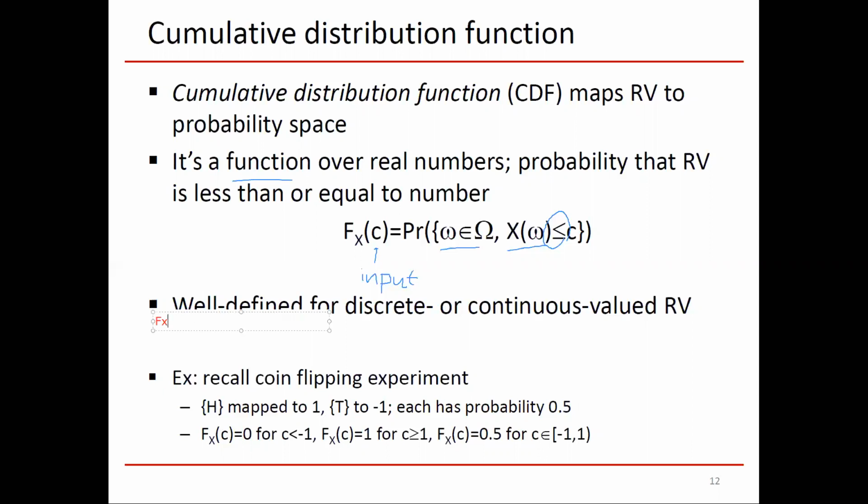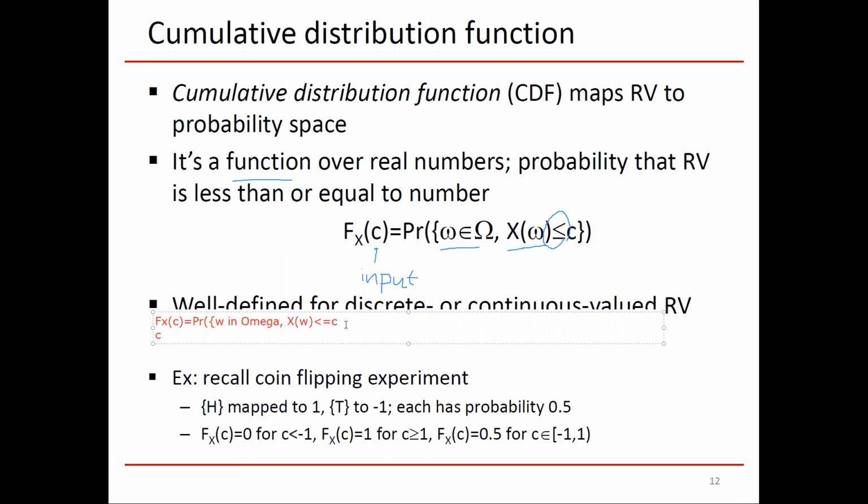So F_X(c) is the probability of the set of omegas, so the set of lowercase omega, which I'll denote by w, is an element of the set of outcomes Omega, so w is an outcome, such that the random variable X as a function of the outcome is less than or equal to c. All right, so now first we're going to take c equals 0.